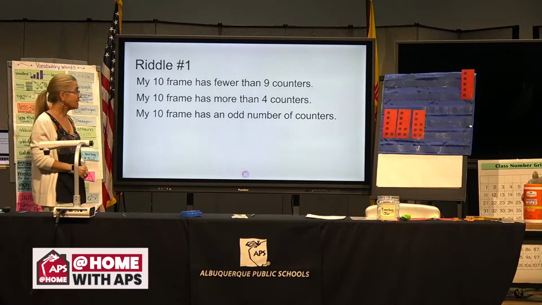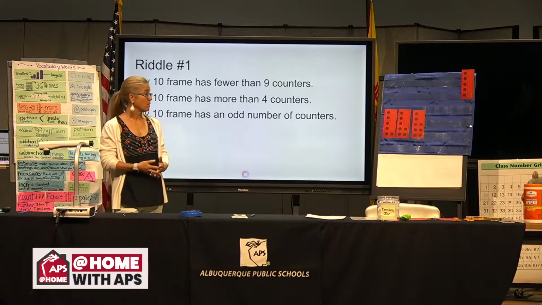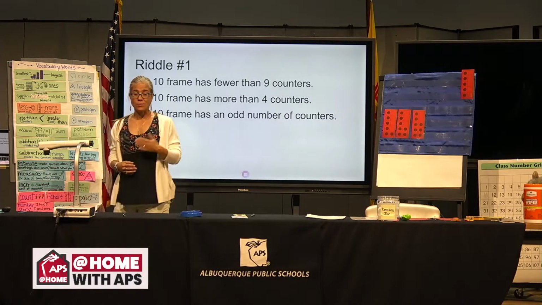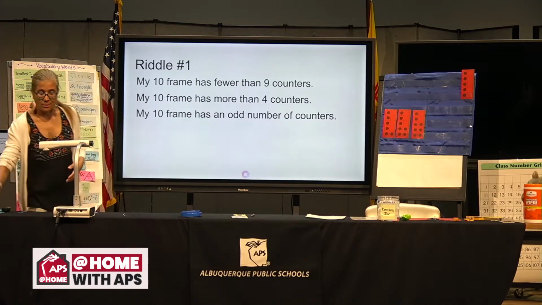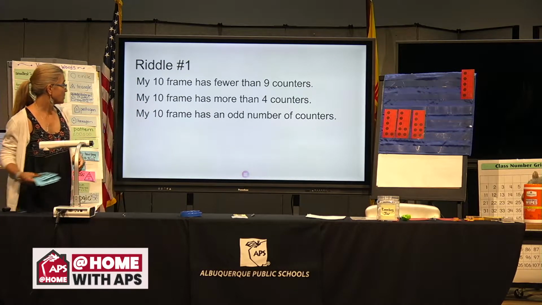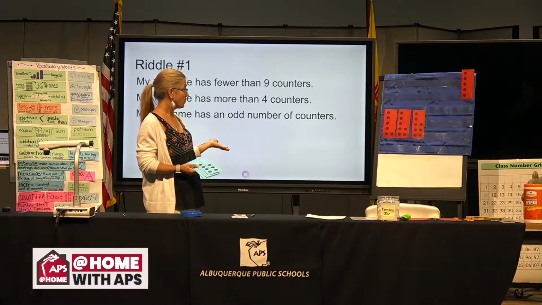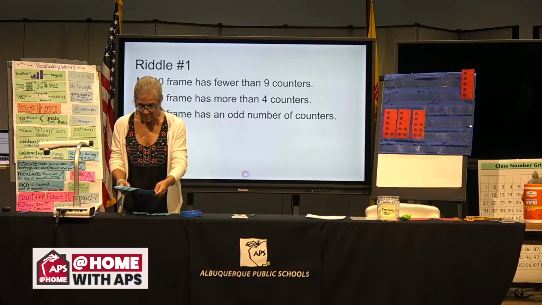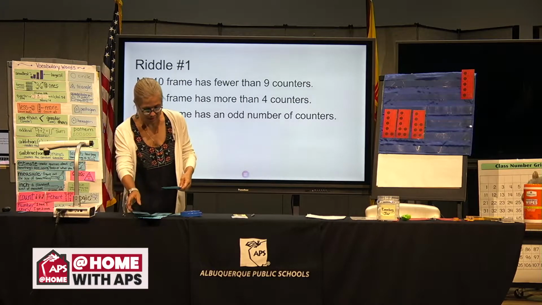Oh, my 10-frame has an odd number of counters. You guys were just talking about odd and even. And so that means that there's 1 extra if we put them in half. So I'm going to get these pairwise counters so we can really see which ones of these are odd. So we have 5 left, we have 6 left, we have 7, and we have 8. So let me find those in here, and we can decide if they're odd or even.